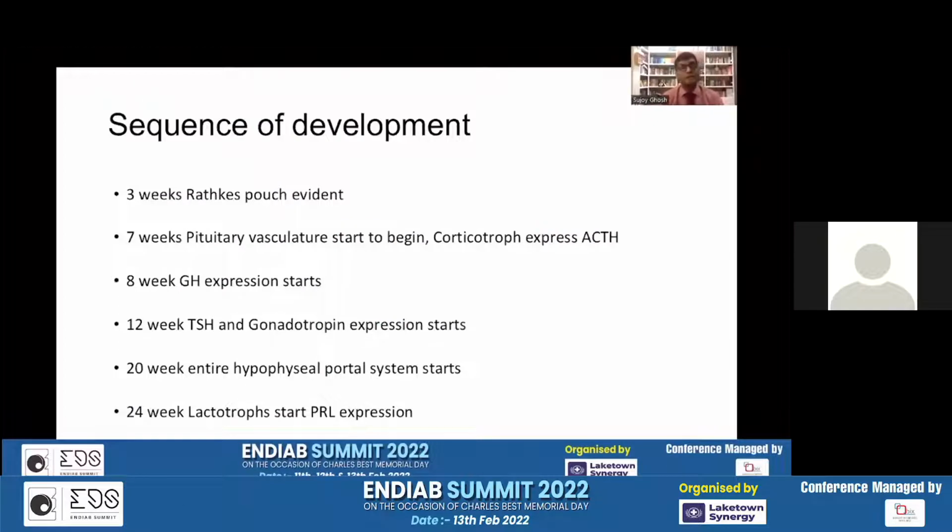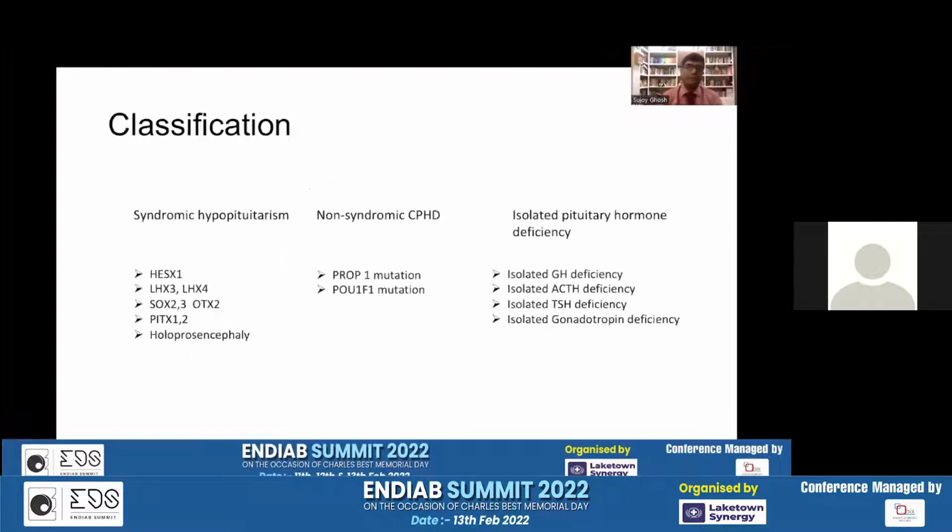So if you look at the sequence of development, at about 3 weeks, the Rathke's pouch becomes evident. By week 7 in the embryonic age, the pituitary vasculature starts to grow. The corticotrophs express ACTH. At 8 weeks, the GH expression starts. At week 12, TSH and gonadotrophin expression starts. By week 20, the entire hypophyseal portal system is in place. And at week 24, the lactotrophs start expressing prolactin.